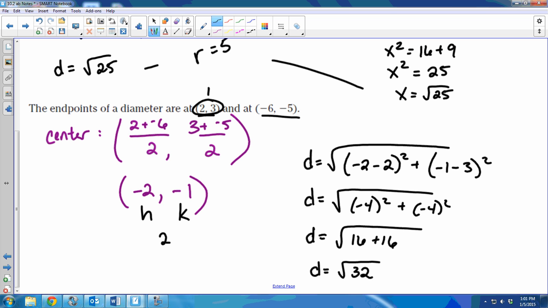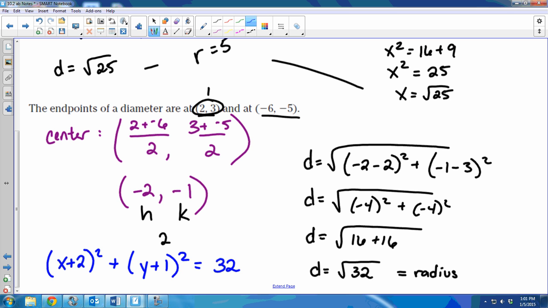Why is that okay? That's our radius, right? In the equation, we square it, so I don't need to simplify or anything crazy. I'm just going to square it later anyway, so don't worry about it. So I have h, k, I have the radius, so I can write the equation. So we get x plus 2 squared plus y plus 1 squared equals 32. Equals r squared.